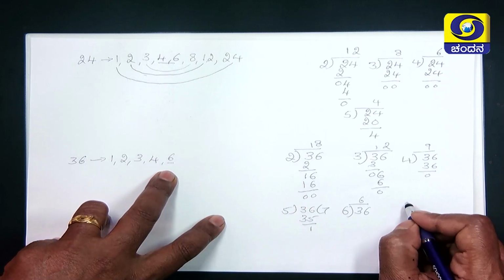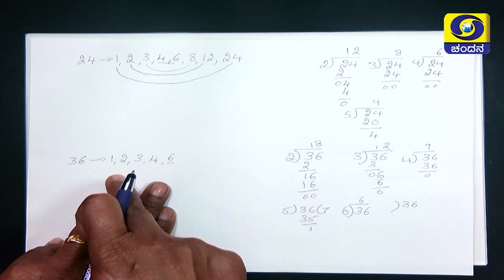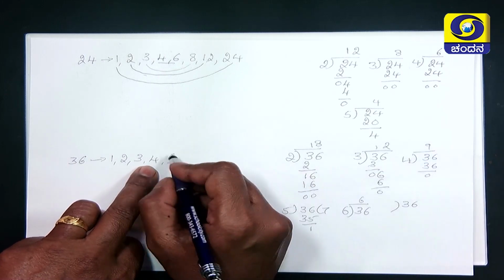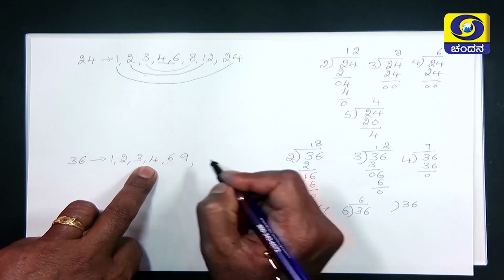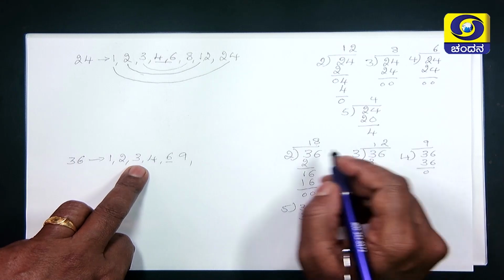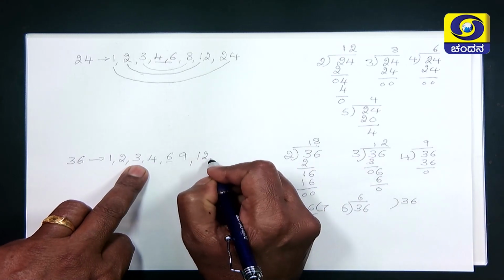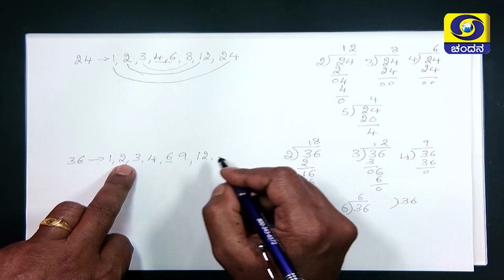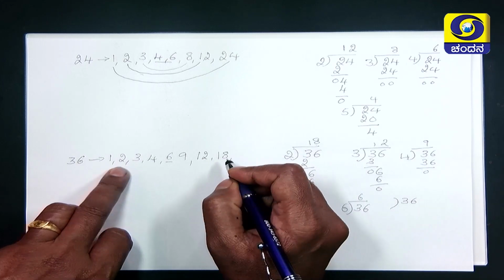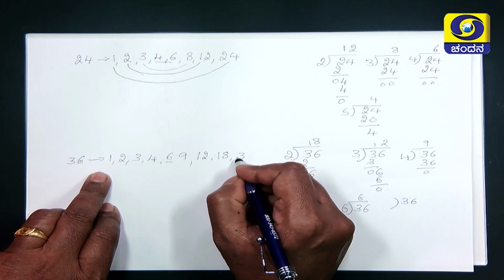Now, take 36 and divide by this 4, we divided by 4 and got 9, we can write here 9. Next, take 36 and divide by 3, we got 12, we can write here 12. Next, you divide 36 by 2, we got 18, we can write here 18. Last is 36, 1 36 is 36.